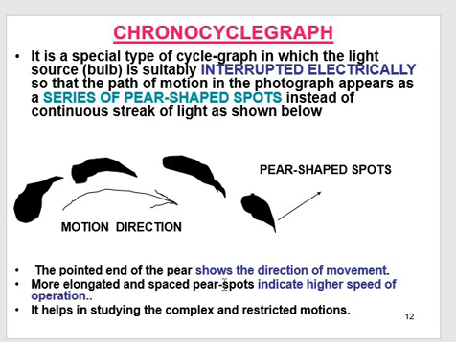So the point and end of the pear shows the direction of movement. More elongated and spaced pear spots indicate higher speed of operation. Okay, it helps in studying complex and restricted motion.